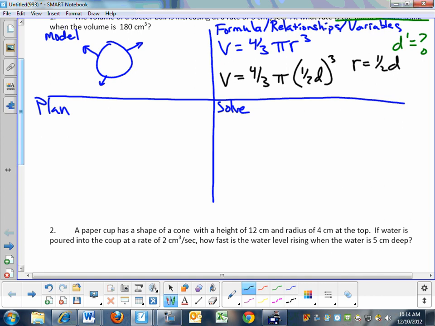I now need to make a plan. I have my information. I have my equation. I'm looking to solve for D prime. How will I obtain a D prime? What do I need to do?